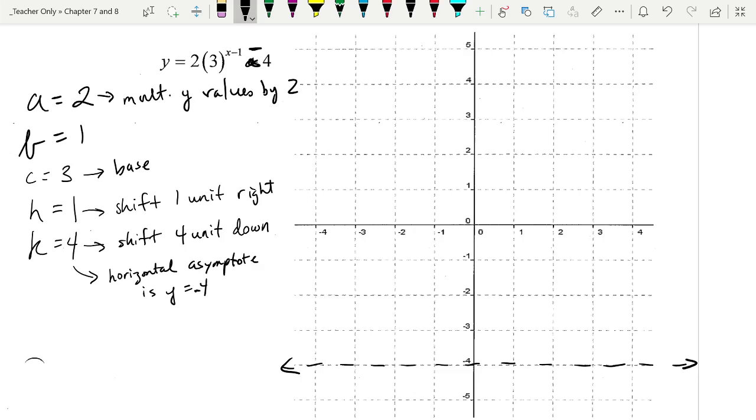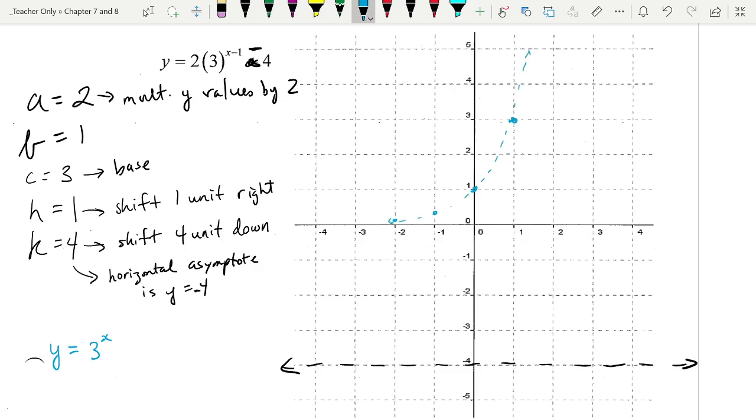Okay, so now what? Let's see. Maybe not a bad idea to draw your parent function again, right? Parent function is y equals 3 to the power of x, the base with just a simple exponent on it, which again goes through here. 1 becomes 3, 2 becomes 9, which is too tall, 1/3, 1/9. You get the picture.